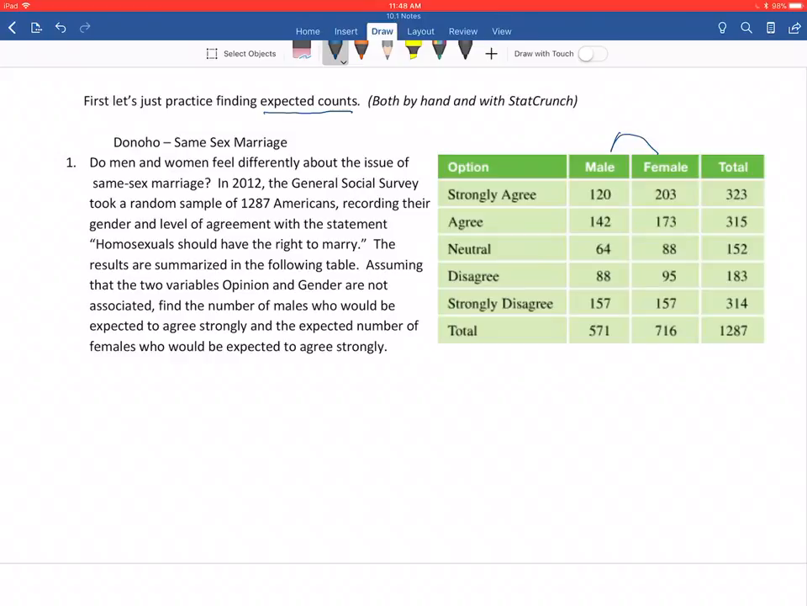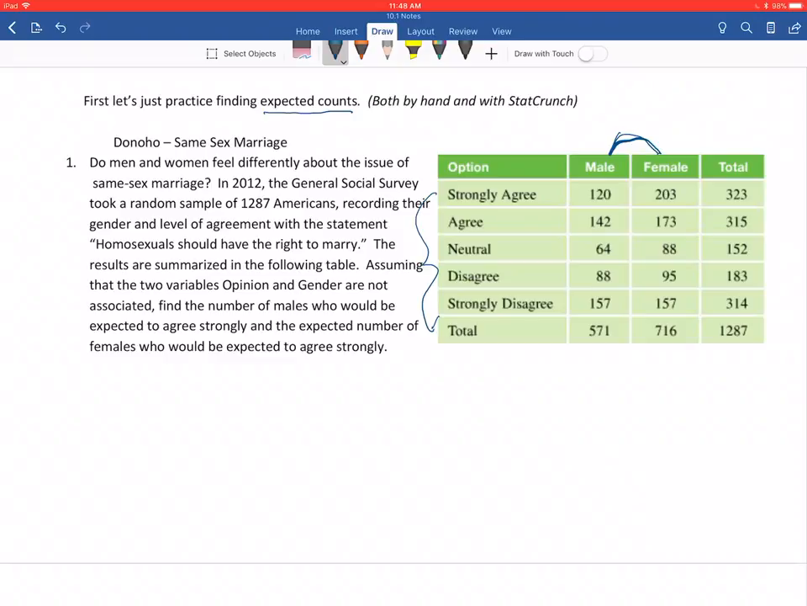So what's important to note here is that we have categories, right? Male versus female is a category, and all of these different levels of agreement over here are categories. So even though there are numbers in the table, this is still a categorical variable. Okay, so they took a survey in 2012 of 1,287 Americans, and they recorded their gender and the level of agreement with the statement homosexuals should have the right to marry.